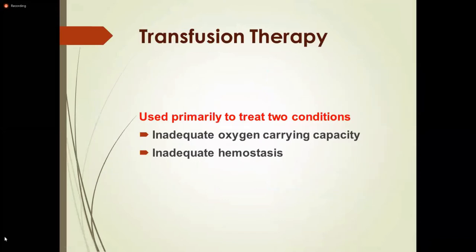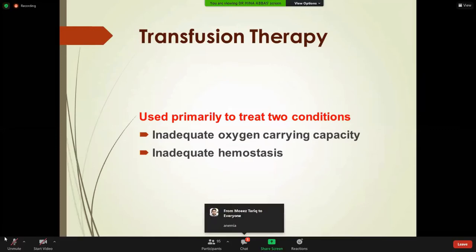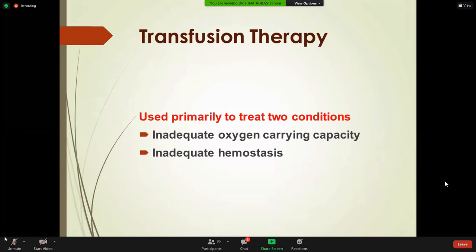Transfusion, basically we use sometimes as prophylaxis and sometimes as a therapy. So we call it transfusion therapy. Used primarily to treat two conditions. First of all, inadequate oxygen carrying capacity. What is this condition called when you have an inadequate oxygen carrying capacity? We say anemia, yes? This is called anemia. So if the patient has anemia, then we use this transfusion therapy. Secondly, inadequate hemostasis.